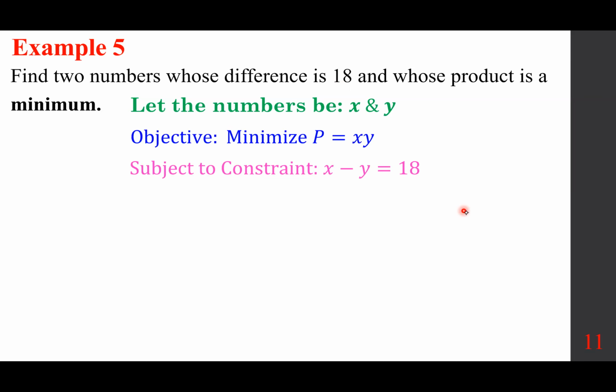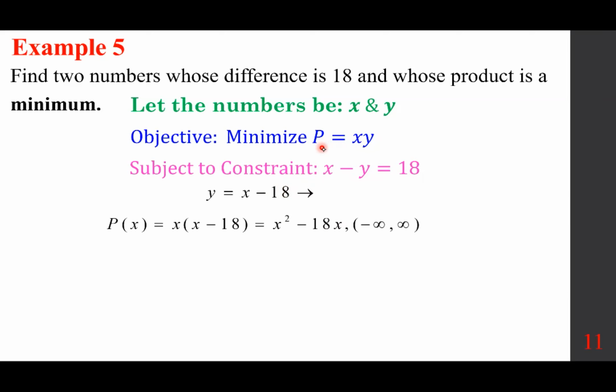As always, we look at the objective function, we see two variables. So we use the constraint to solve for one of them. If I move the 18 here, it becomes X minus 18. I move this one, it becomes Y. So Y is X minus 18. If I replace the Y with that, now P becomes a function of X.